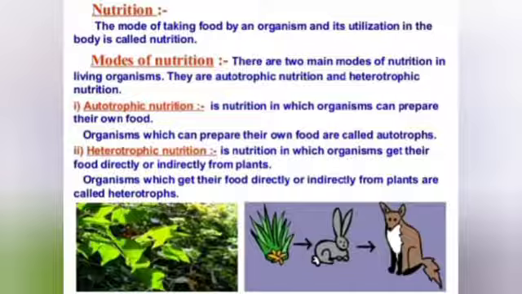What is autotrophic nutrition? It is nutrition in which organisms prepare their own food. And the second one is heterotrophic nutrition, the nutrition in which organisms get their food directly or indirectly from plants. The example for autotrophic nutrition is plants, and the examples for heterotrophic nutrition are some microorganisms, some animals, and human beings. Okay, so we'll start with autotrophic nutrition, about the plants.